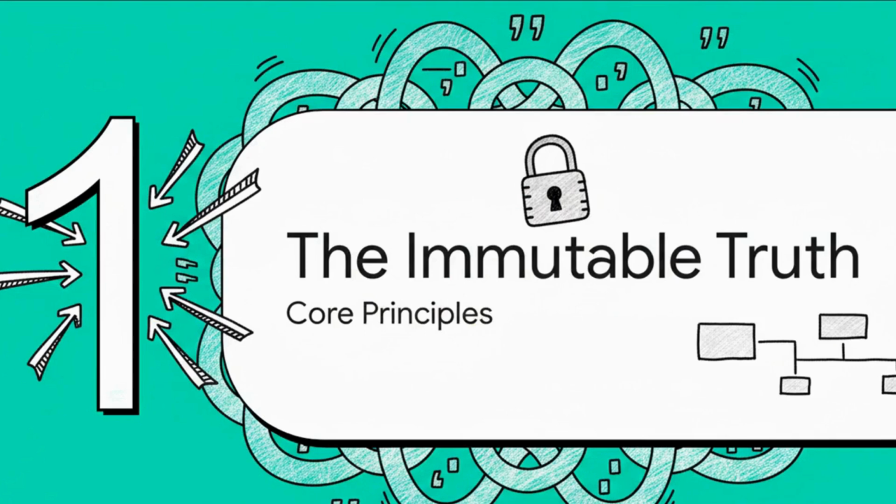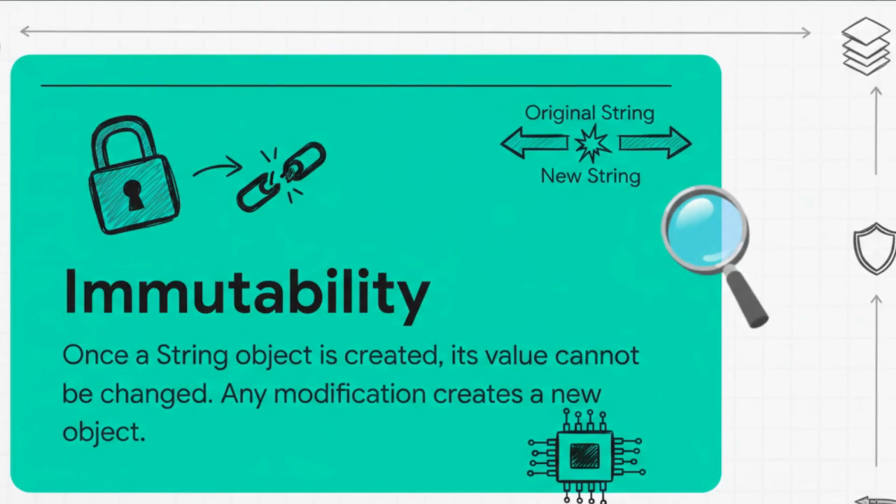Everything, and I mean everything, starts with one single core idea. It's a non-negotiable principle that pretty much dictates everything else we're about to talk about. This is what we call the immutable truth of the Java string. This right here is the golden rule. Once a string object is created, its value is set in stone.